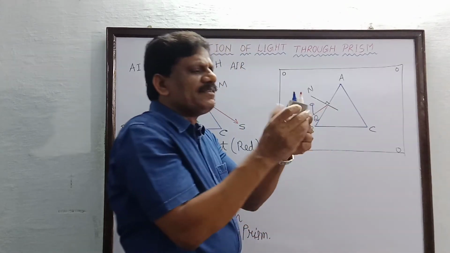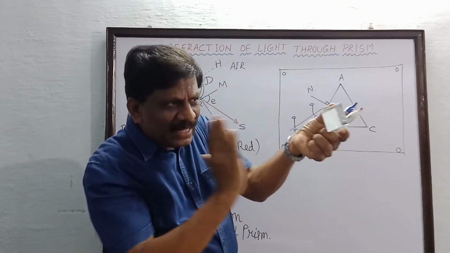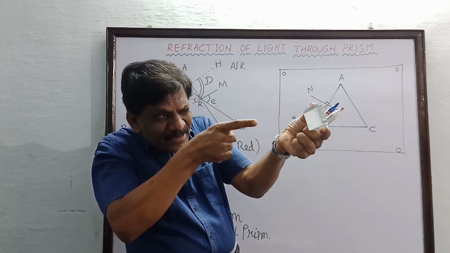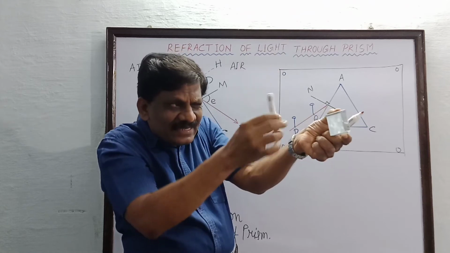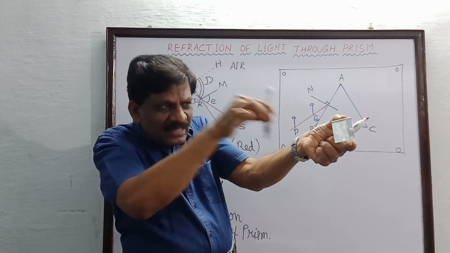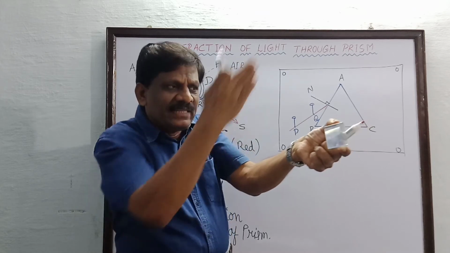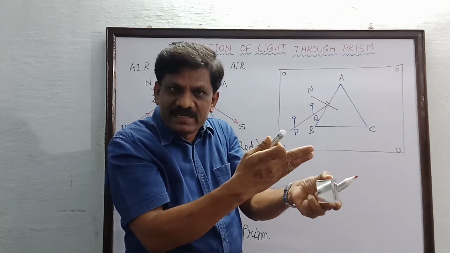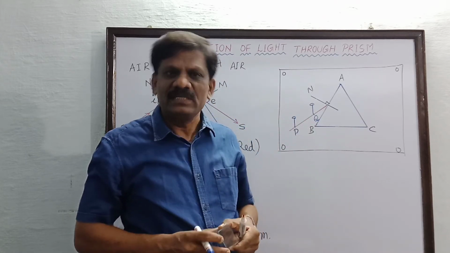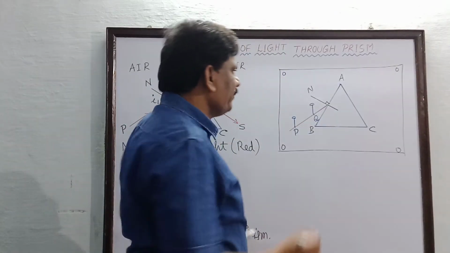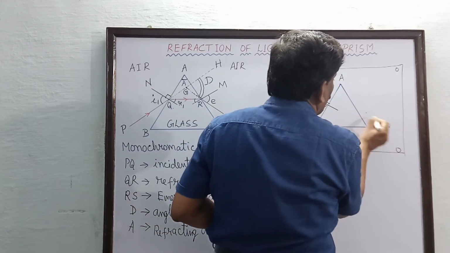So 2 pins were fixed on one surface, one refracting face. From the other face I am viewing the images of the 2 pins. Along the same straight line I fix the 3rd pin, and then the fourth pin, such that the two pins on the right side and the image of the two pins on the left side of the prism all will lie along the same straight line. Understand? So I will fix two more pins like this, and I will note down the points.